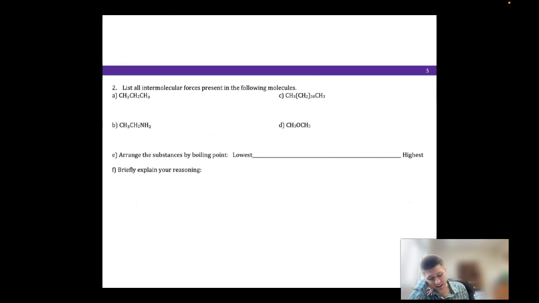CH3, CH2, CH3. Again, we could draw out the Lewis structure. It looks something like this. But we can also identify that it's a hydrocarbon, just C and H only, so it's only going to have dispersion forces. There's no hydrogen bonding possible, and there are no dipoles in hydrocarbons because the bonds are not very polar. Now for CH3, CH2, CH3, again, another hydrocarbon, so only dispersion forces.